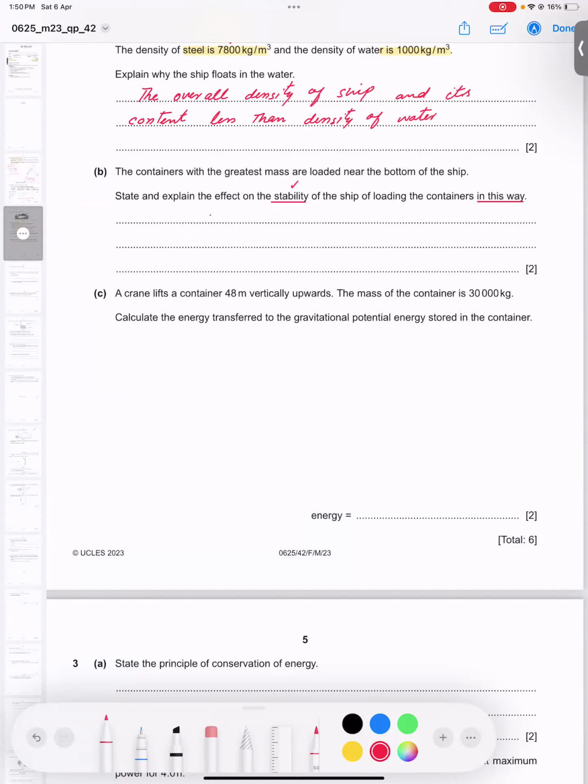You can write the center of gravity, the CG, of the ship will be low, that increases its stability.